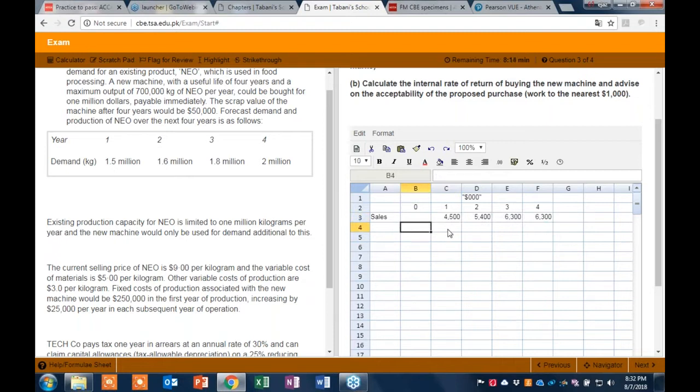Why 1.7 million? Sakeen, for the third, are you talking about the third year? If you look at this, the additional machine has a capacity of 700,000 kilograms and the existing capacity is 1 million. So if the company invests in this new technology, it can increase its capacity by 700,000, which will make it 1.7 million. Is it clear?